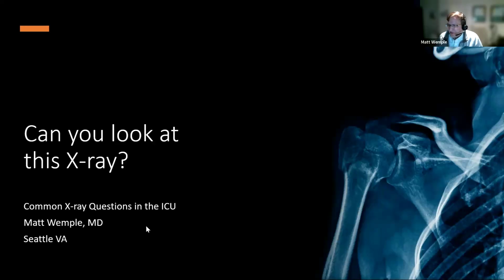And I was going to talk to you about chest X-rays. And the question I have is, can you look at this X-ray? Because you get asked that a fair amount when you're an intern and a resident, not just in the ICU, but sort of all over the hospital.